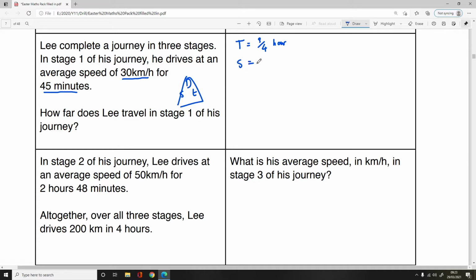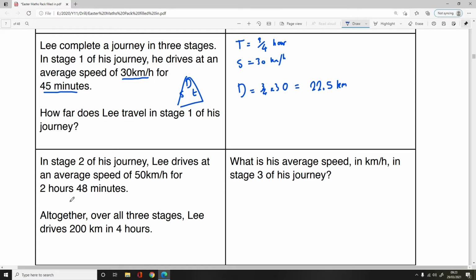The speed is obviously 30 kilometers per hour, we don't need to change that. To get the distance, that's speed times time. That's 3/4 times 30, which is 22.5 kilometers. Do a little common sense check once you've done that. If he's going 30 kilometers per hour and he's travelled for less than an hour, you'd expect to go less than 30 kilometers. In stage 2, he drives at 50 kilometers per hour for 2 hours 48 minutes, and over 3 stages he travels 200 kilometers in 4 hours.